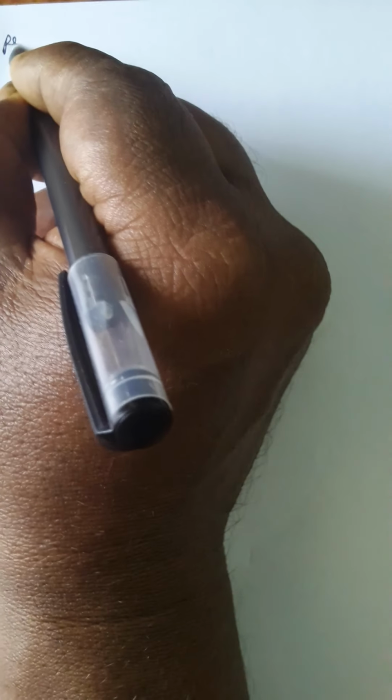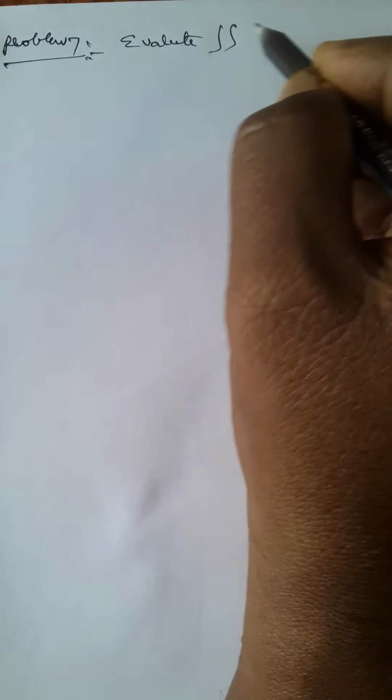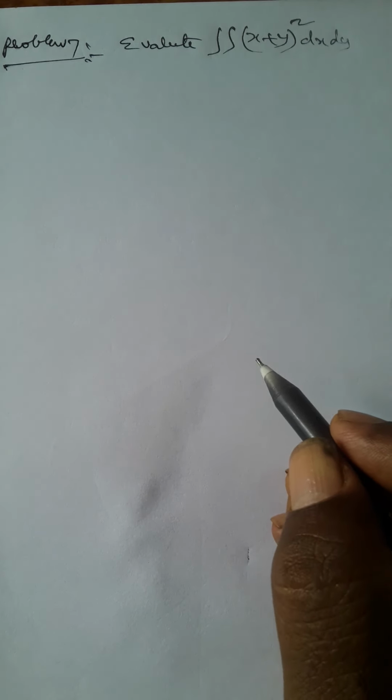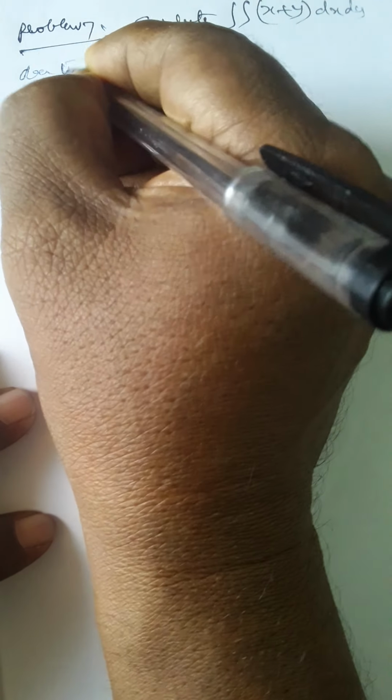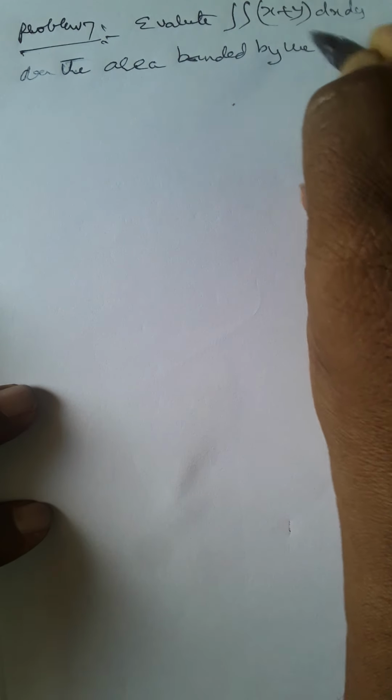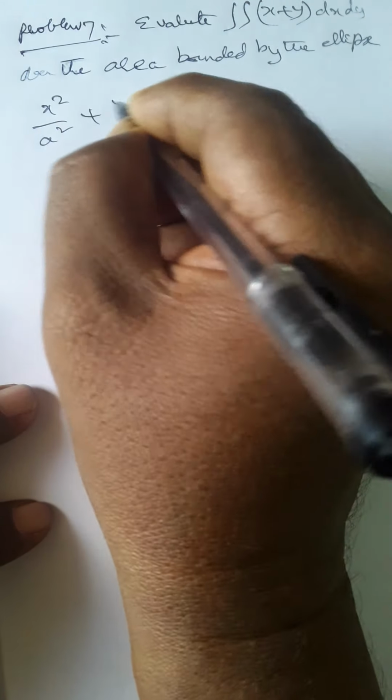Problem 7. Evaluate the double integral of (x plus y) whole square dx dy over the area bounded by the ellipse x square by a square plus y square by b square is equal to 1.